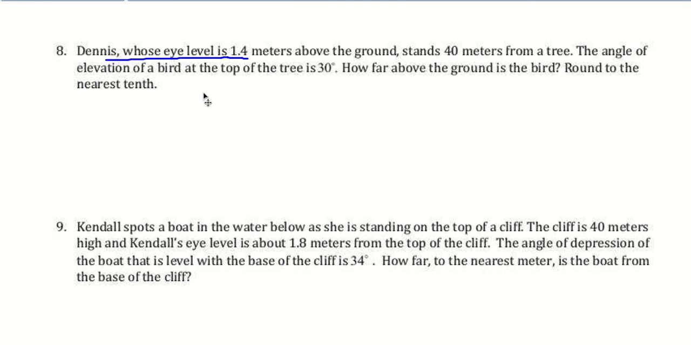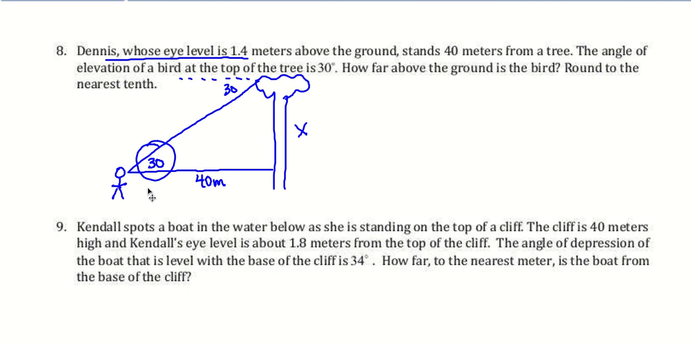Question 8, Dennis is chilling, right? Walking along the winter wonderland here. He sees a tree, okay? His eyesight is 1.4 meters above the ground. The angle of elevation, remember, is formed from Dennis looking up. The angle of depression would be down here if the bird was looking down, okay? And we know he's 40 meters from the tree. So we're trying to find here the height of the bird above the ground.